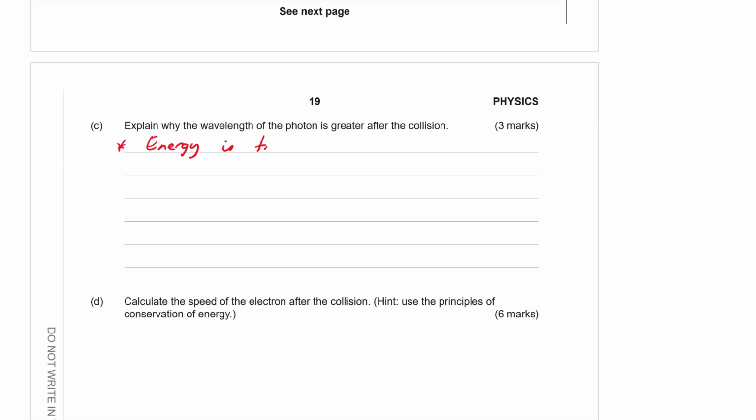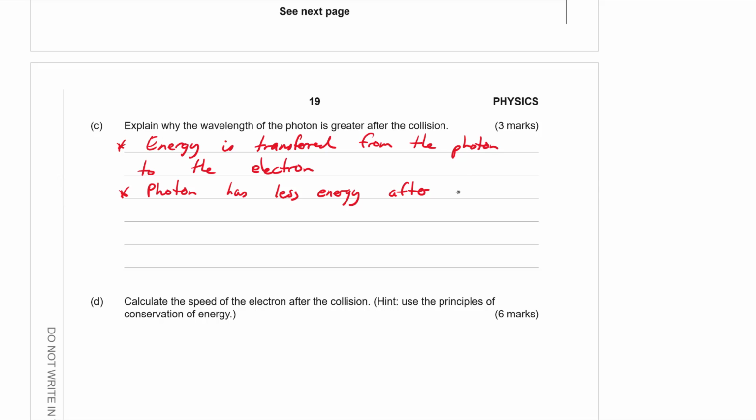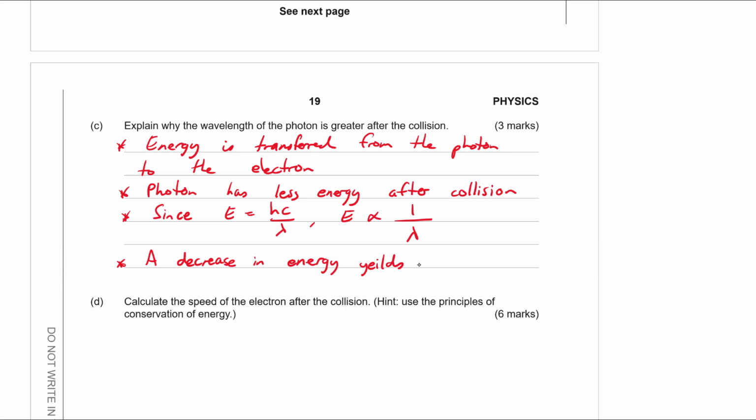Okay, so I've broken it down into 4 points. The first thing to point out is that the energy is transferred from the photon to the electron. And because of that, the photon has less energy after the collision. And then you want to point out the relationship that energy is inversely proportional to the wavelength. So a decrease in energy yields an increase in wavelength.